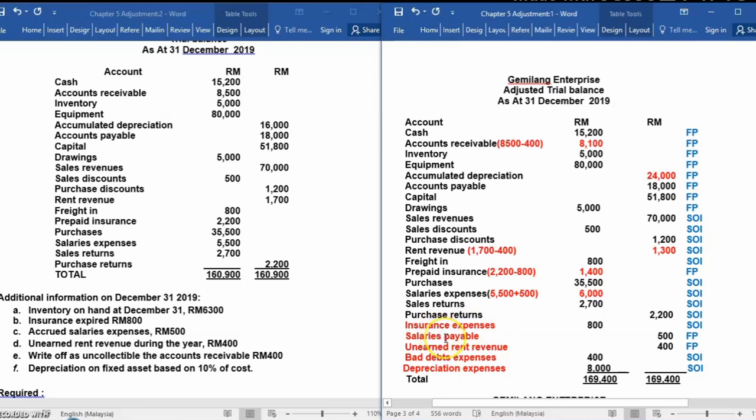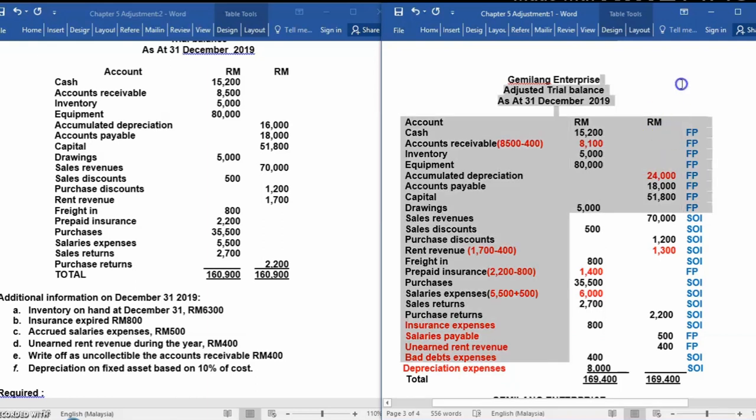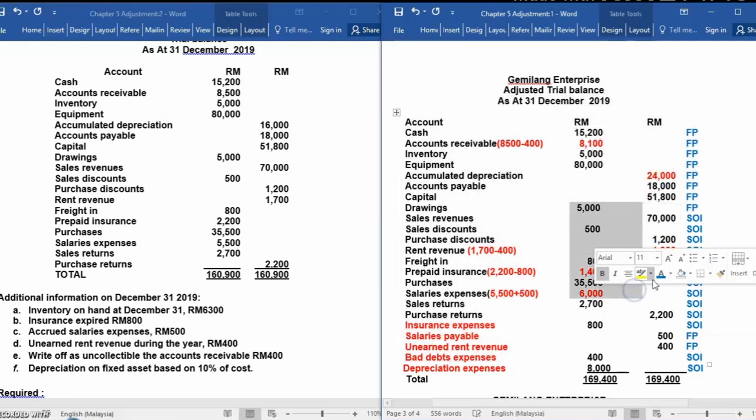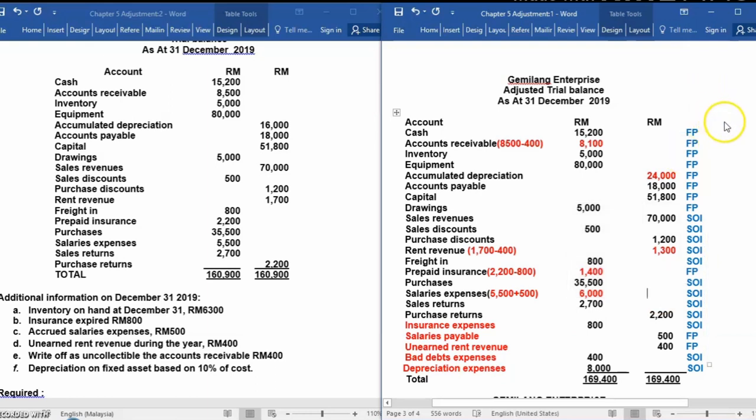There are 5 new accounts that we should include: insurance expenses, salaries payable, unearned rent revenue, bad debts expenses, and depreciation expenses. Now, from the adjusted trial balance, we have to prepare the statement of comprehensive income. So, from the adjusted trial balance, we have to choose one item for one financial statement.